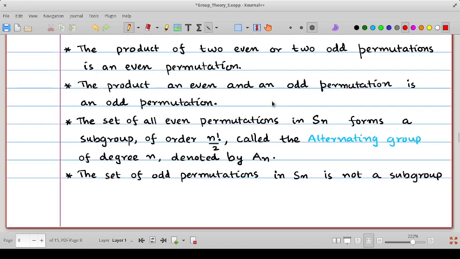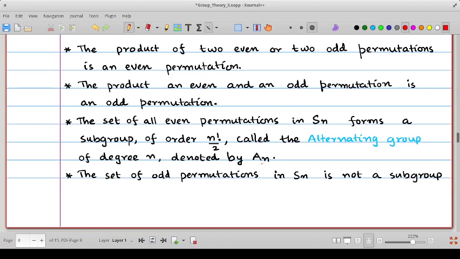Now we can consider the set of all even permutations of the symmetric group Sn and see that this forms a subgroup of Sn of order n factorial by 2, and that's because Sn will contain n factorial elements, and half of them will be odd permutations and half of them will be even permutations. So the number of even permutations in Sn is simply n factorial by 2, and the set of all even permutations of Sn will form a subgroup, and this subgroup is called the alternating group of degree n. We denote it by the symbol An.